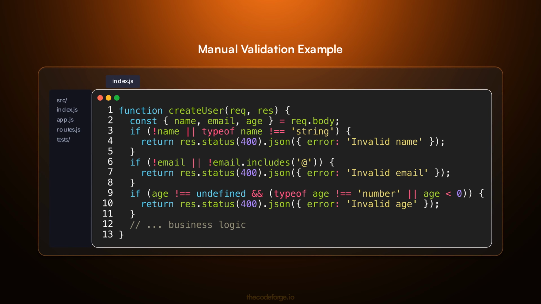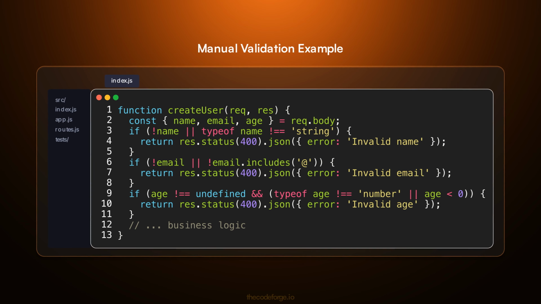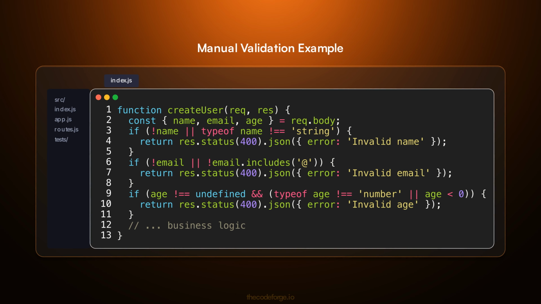Here's a typical manual validation. It checks types and presence, but misses type coercion. A string, "25", passes the typeof check but breaks later. This is why we need a schema-based approach.